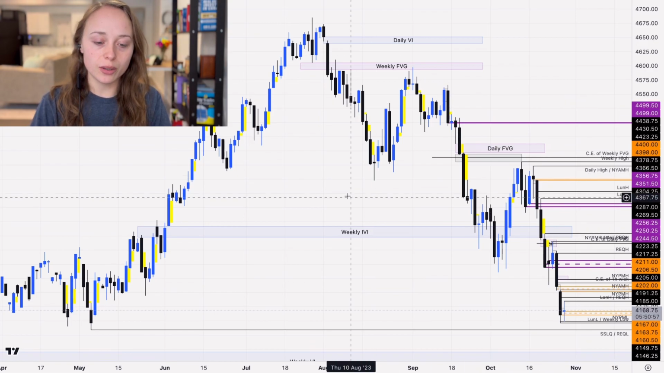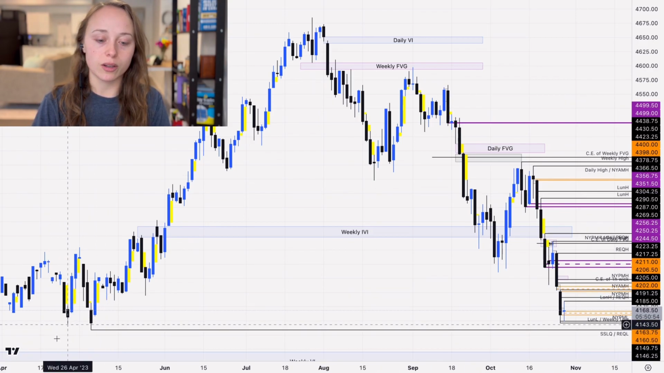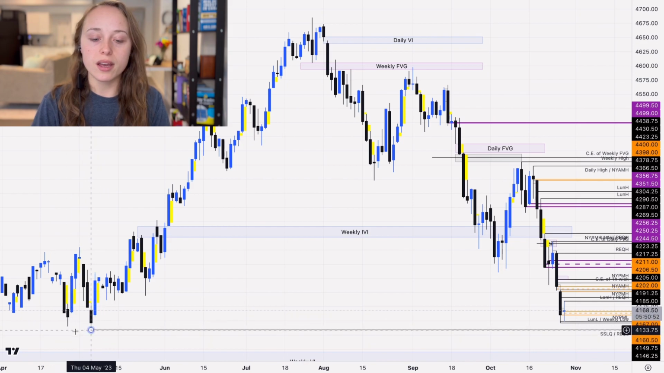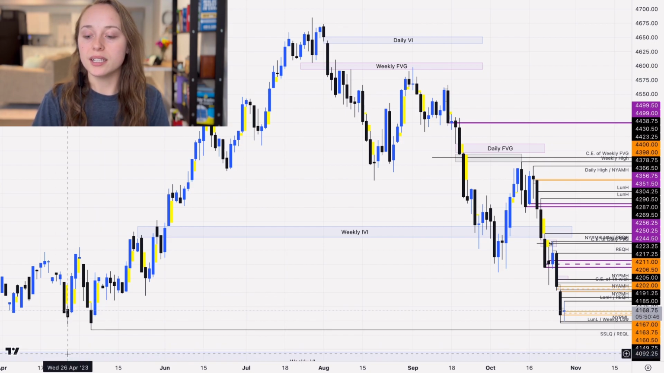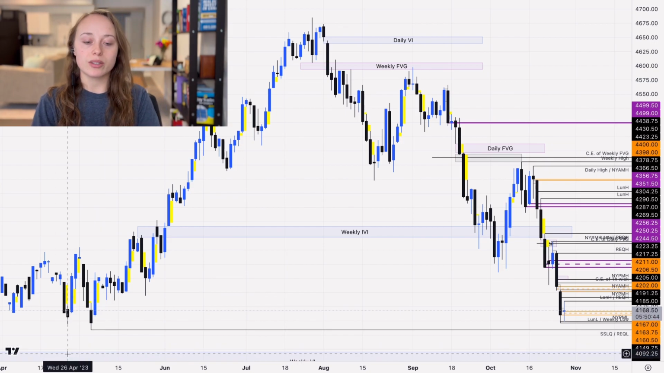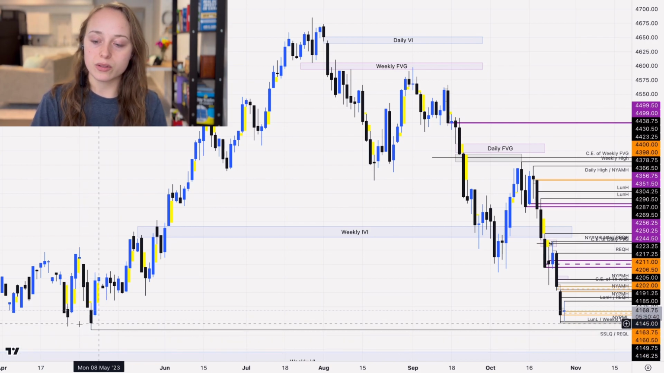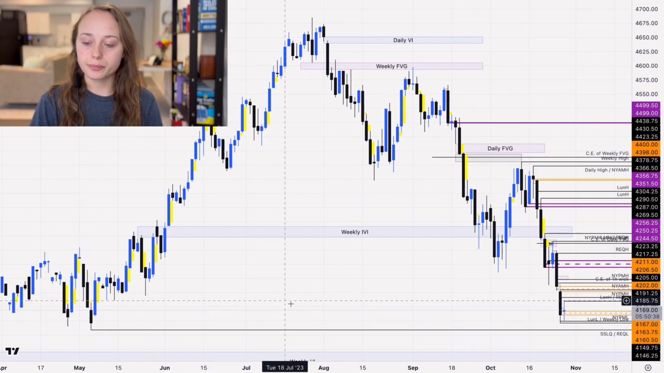Now my drawn liquidity was these sell side liquidity relative equal lows, and then I wanted to see this weekly volume imbalance traded to. I mean, that was a long shot down here, but if we were to get animated, that was something I wanted to see. But first, these lows just back over here.